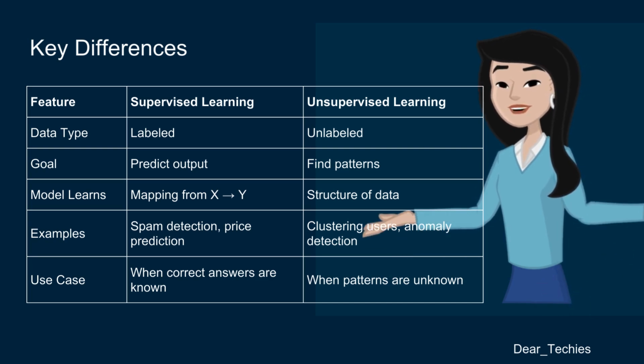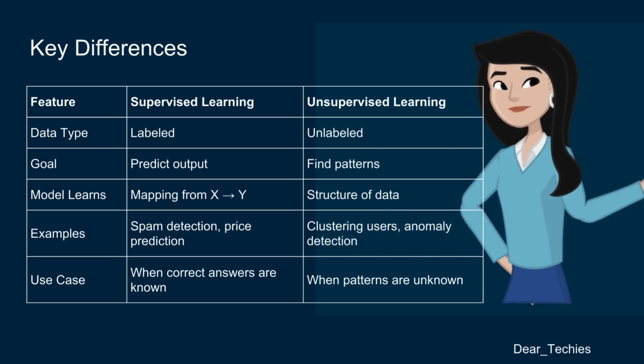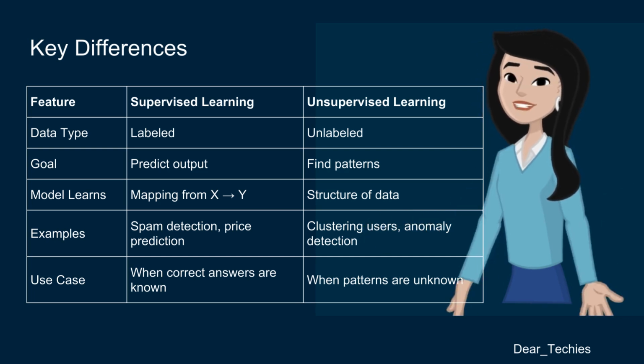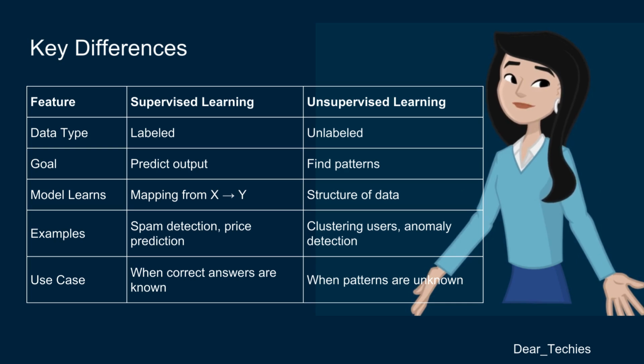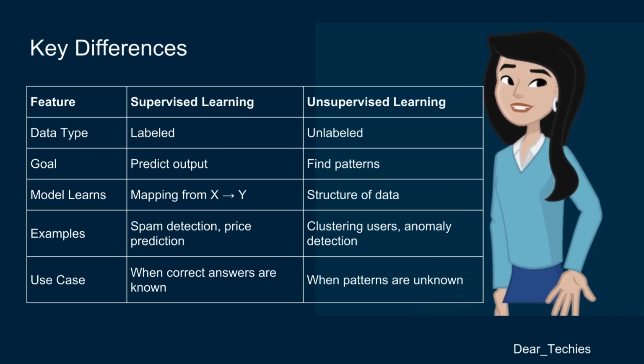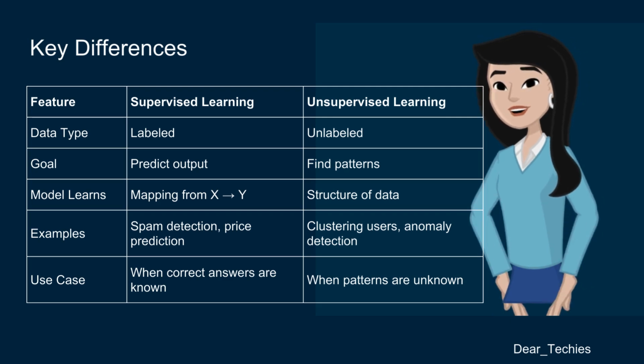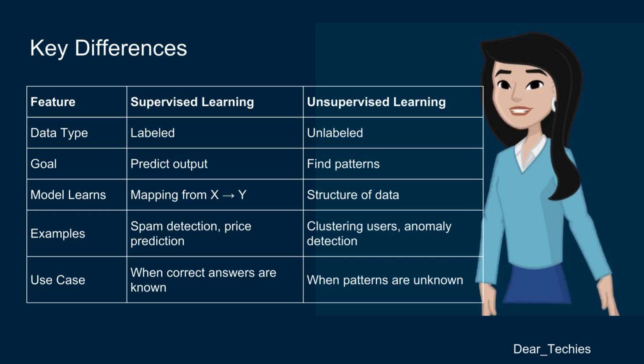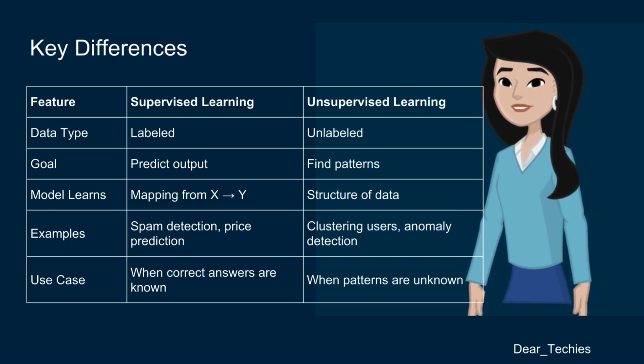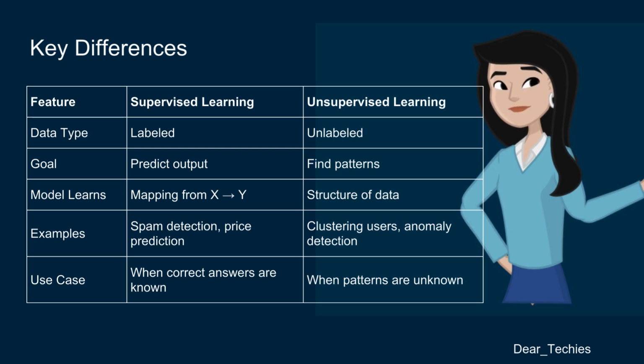The examples also make this difference clear. Spam detection or price prediction are supervised tasks because we know the answers beforehand. Clustering customers or detecting unusual transactions are unsupervised because there are no labels telling the model what group each item belongs to. Finally, the use case.